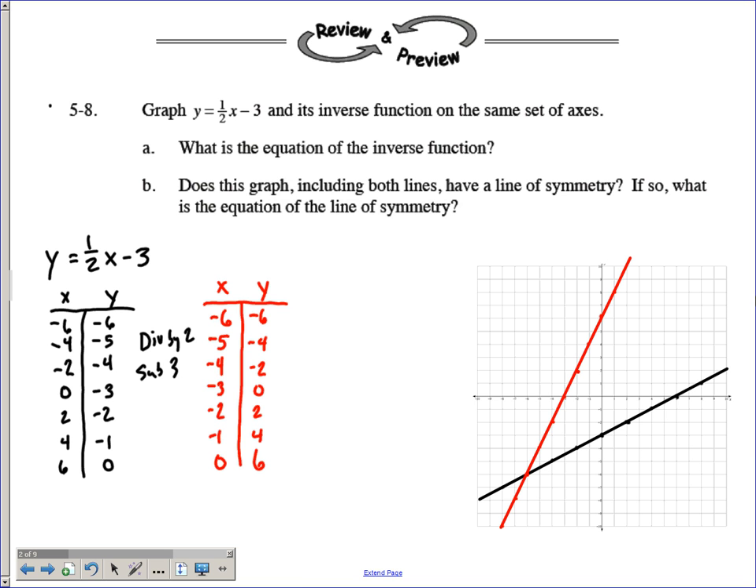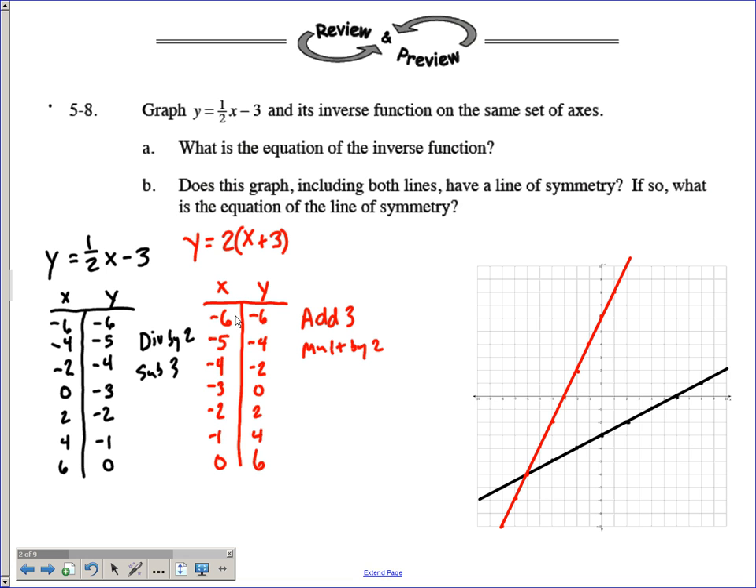So to undo what we would have done there, if we started out with just an x, the first thing we would do there, instead of subtracting 3, we would add 3. And then instead of dividing by 2 or multiplying times 1/2, we would multiply by 2, which is the same as dividing by the 1/2 there. So if we had an x, let's think about that. If I added 3, I would say x plus 3. And if I took that then and I multiplied it by 2, I'd want to say I was multiplying that whole thing by 2. And I end up with the equation for my inverse function.